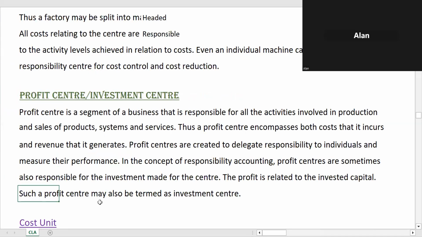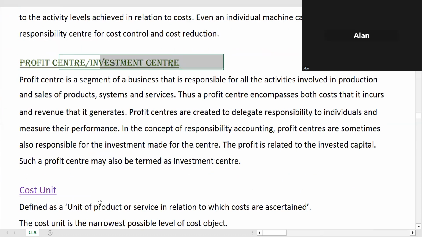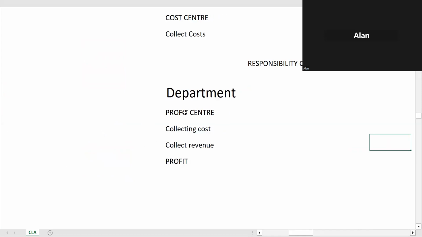Okay. So that is your profit center. And these profit centers are sometimes called investment centers. When are they called an investment center? If there is, say, a profit center, you will also know the investment in the profit center, what investment you have made in it. For example, the investment you have made is 1 lakh.